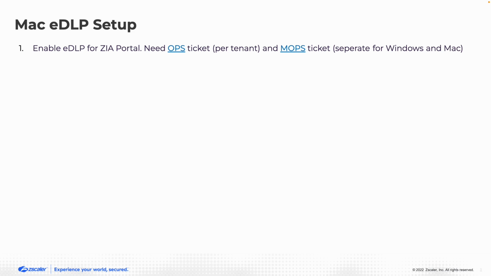We need to enable the Endpoint DLP on your ZIA portal, for which we require the ops ticket per tenant, and then a couple of MOPS tickets depending upon the OS that we need to test. So it's for Windows and Mac. We need to open two separate MOPS tickets.